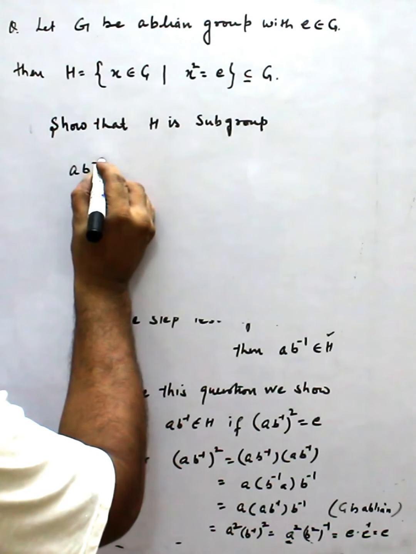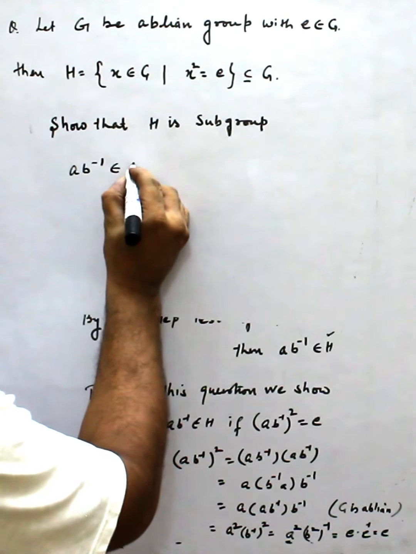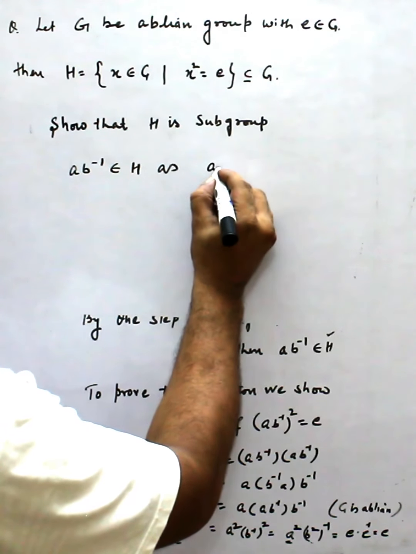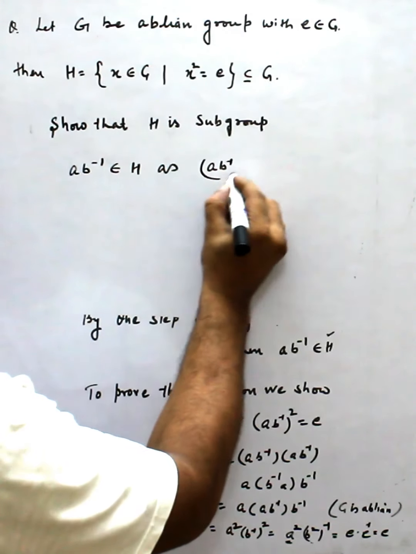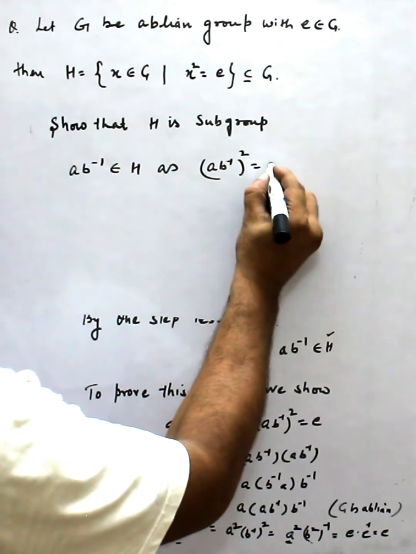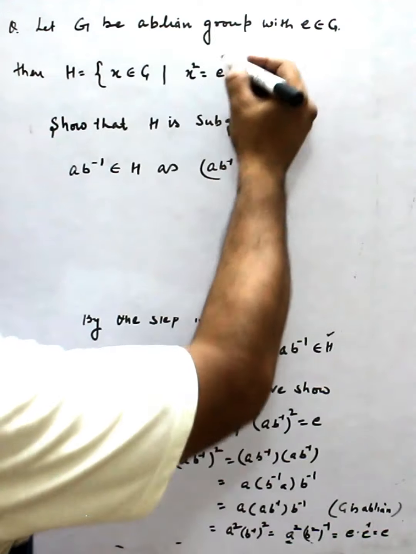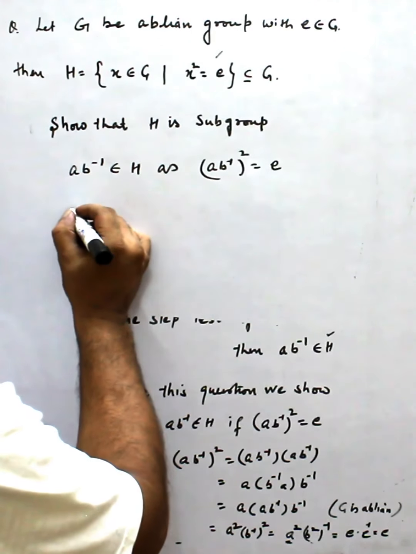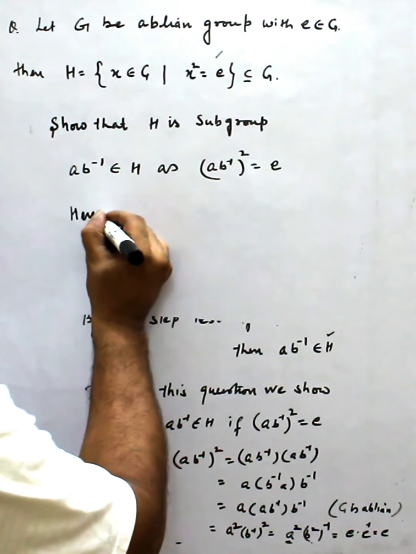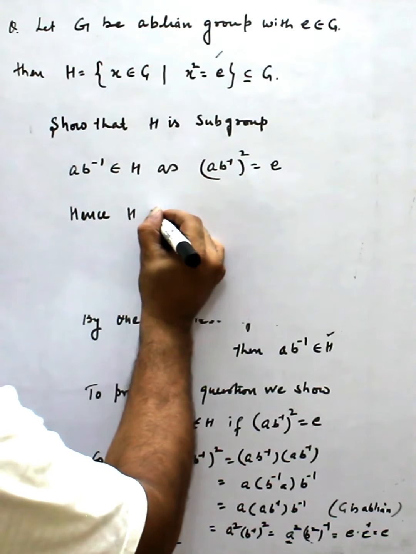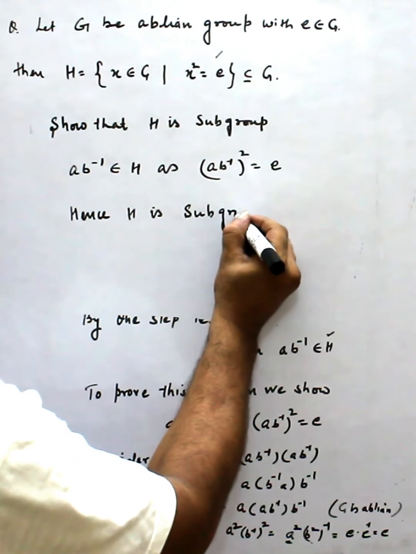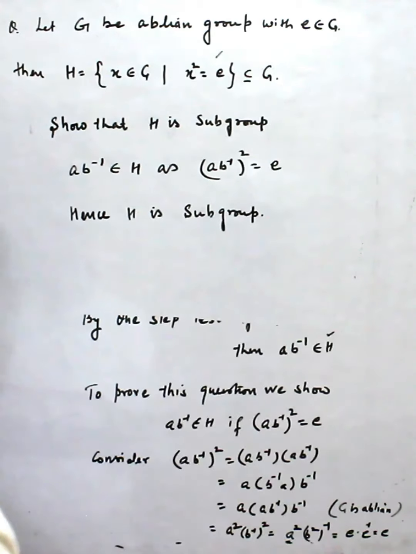So the second condition we have proved: ab inverse whole square is identity, implies simply we can say ab inverse belongs to H, as ab inverse square equals identity. This is the second condition which we have shown. Hence, H is a subgroup. So simple.